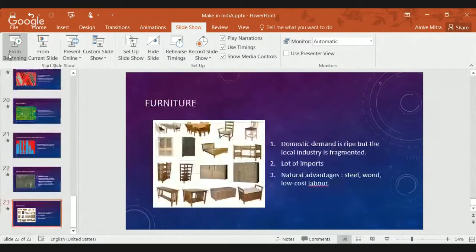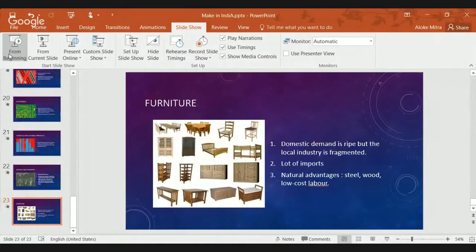And finally, I would add that the furniture sector has a bright future because the domestic demand is ripe, again due to increased urbanization, increased demand for housing, increased disposable income. A considerable part today of the furniture requirements in this country are currently imported from countries like Malaysia. So this industry possesses the right attributes to propel Indian manufacturing forward, given the natural advantages that India possesses in terms of raw material availability, in terms of steel, wood, and low-cost labor.